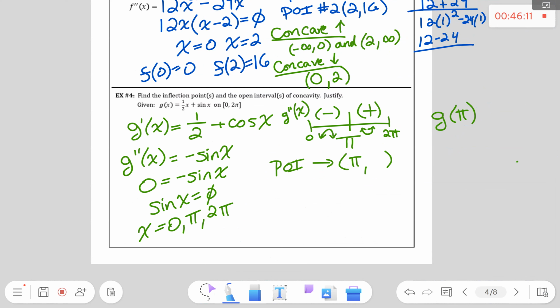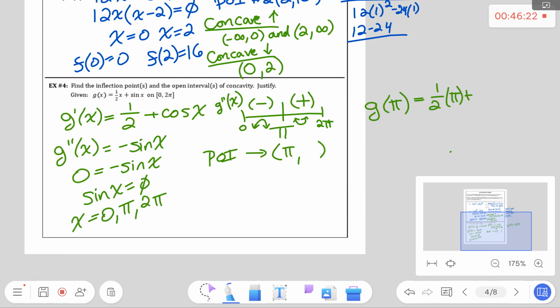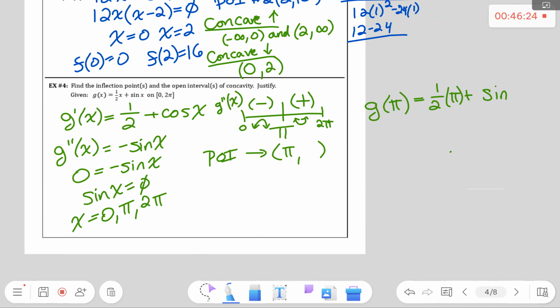So for my original function, we're going to plug in pi. So that's 1/2 pi plus sine pi. So g of pi, well, that's just pi over 2. Sine of pi is 0. So this just turns into pi over 2. Now I've got my point of inflection.